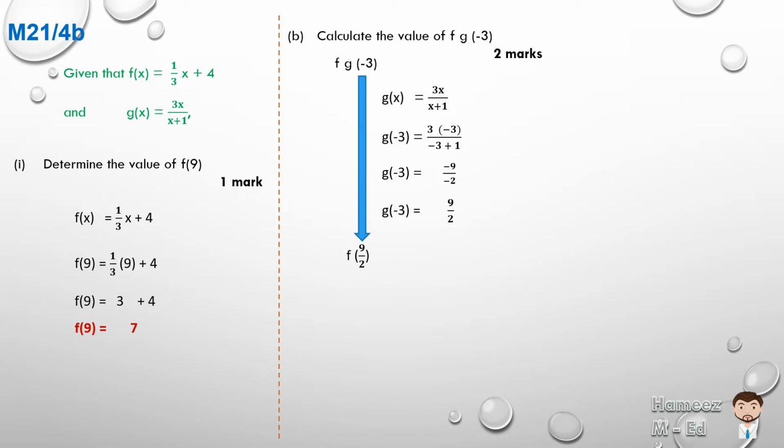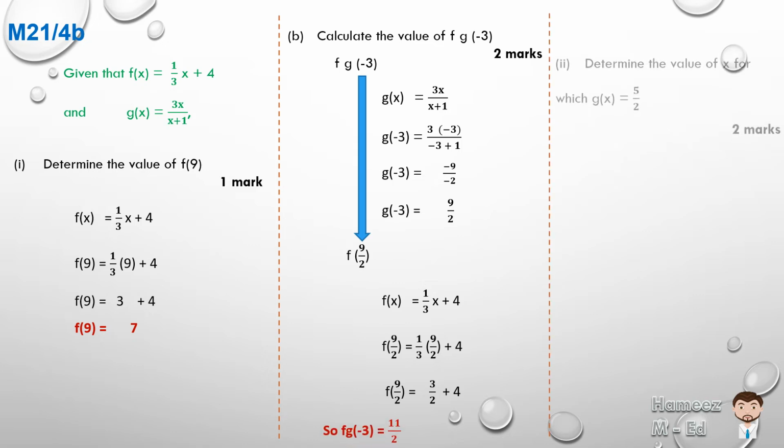So we repeat the same format as part 1. Write the function f of x is equal to 1/3 x plus 4. Substitute f of 9 over 2, which is equal to 1/3 by 9 over 2 plus 4. 3 into 3, 1, 3 into 9, 3. So we get 3 over 2 plus 4, which works out to be 11 over 2.